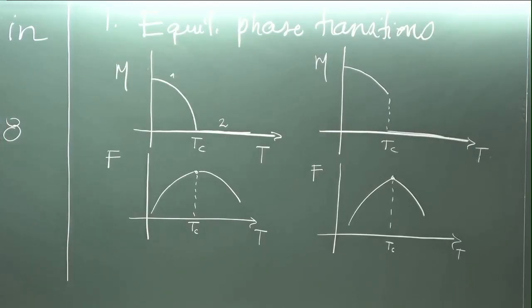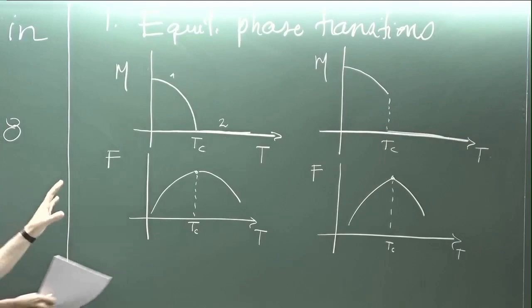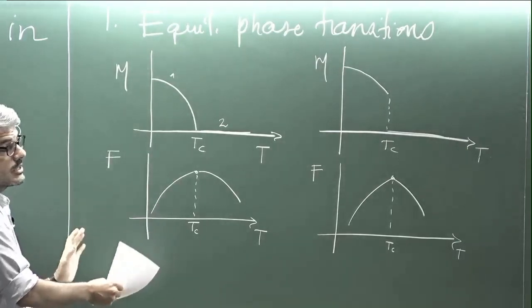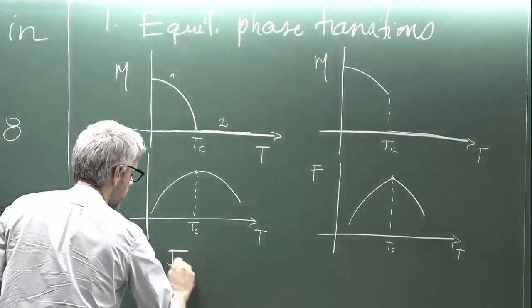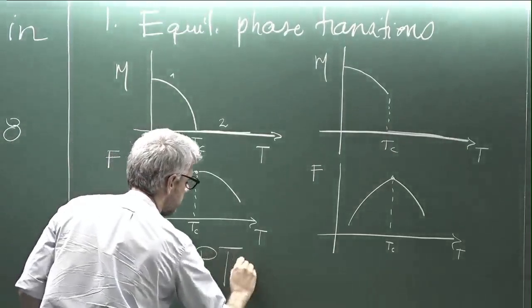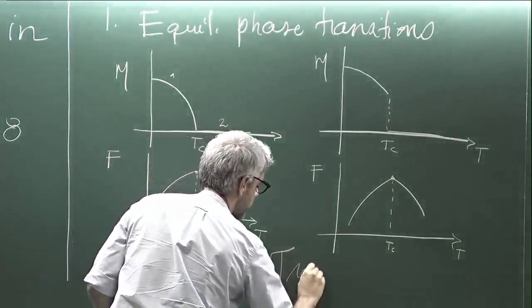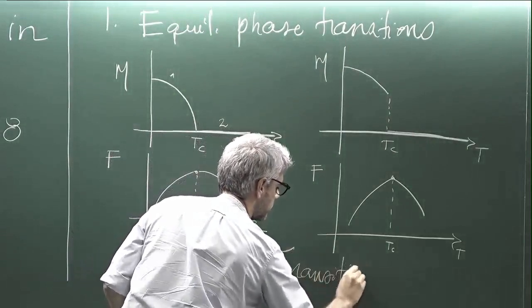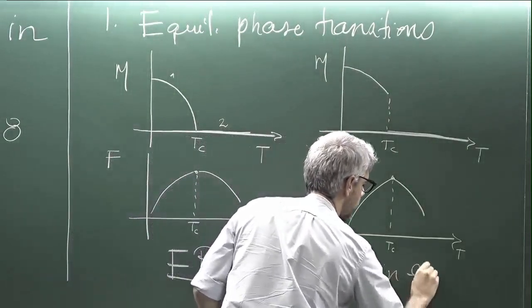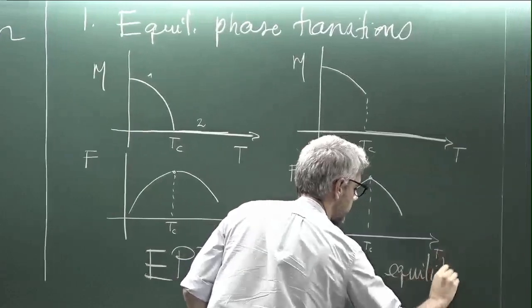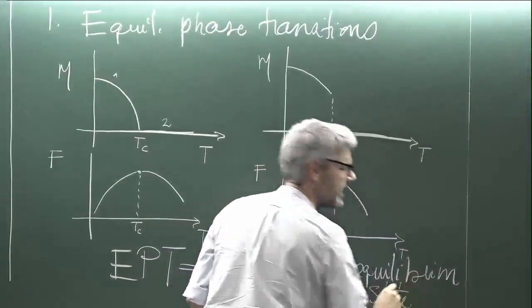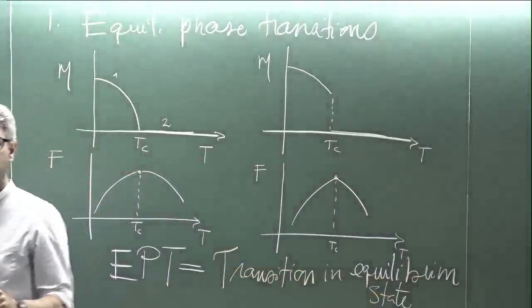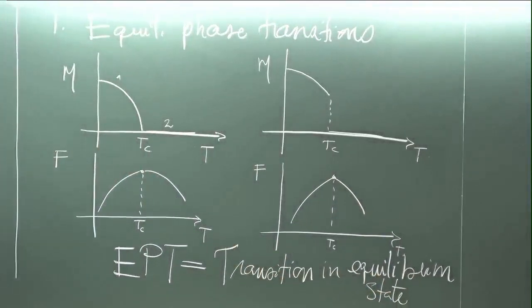Okay, so the critical points here, the idea is that you have these singularities and an equilibrium transition at that point. So an equilibrium phase transition is a transition in the equilibrium state. So we're not talking about fluctuations at all. You just have an equilibrium state which, from the point of view of statistical mechanics, corresponds to a typical state.